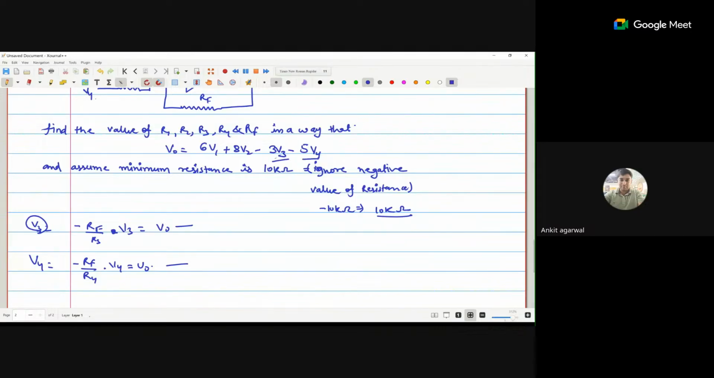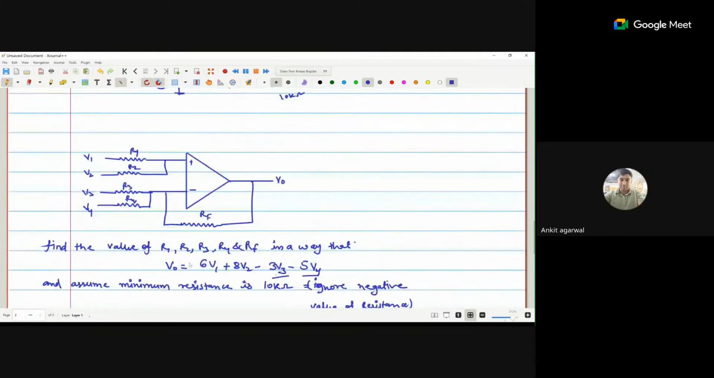If I equate this term and this term with respect to the V naught term, where V3 is given and V4 is available, we get minus RF by R3 is equal to -3. So that means RF is 3 times R3, and R3 is equal to RF by 3. Similarly, R4 is equal to RF by 5. So these are R3 and R4.